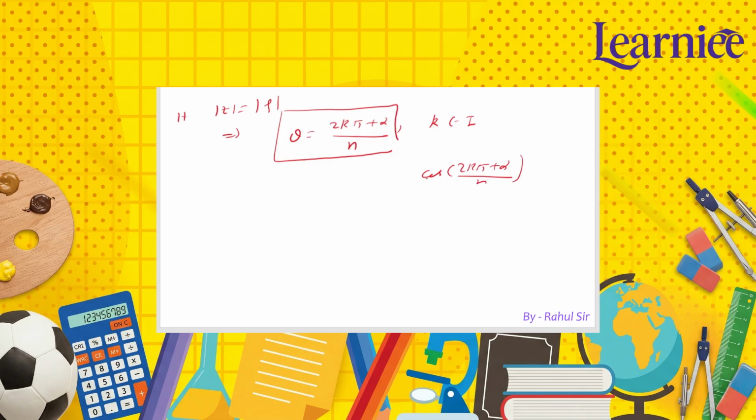So when does the repetition occur? The repetition occurs for k equal to n onward. That means if k is equal to 0, I have cos alpha by n. So k takes the values 0, 1, 2 up to n minus 1, giving distinct values.